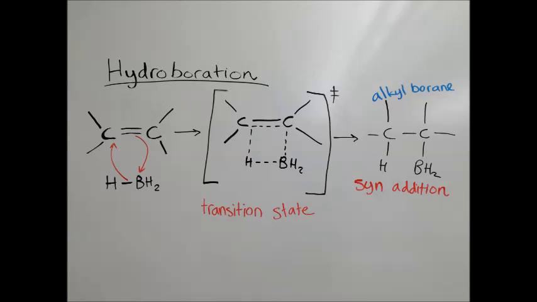The first step in hydroboration-oxidation is addition of the elements of H and BH2 to the pi bond of the alkene, forming an intermediate alkyl borane. The pi bond and H-BH2 bonds break as the C-H and C-B bonds form. This leads to a very interesting transition state, which also leads to the syn addition to create an alkyl borane.